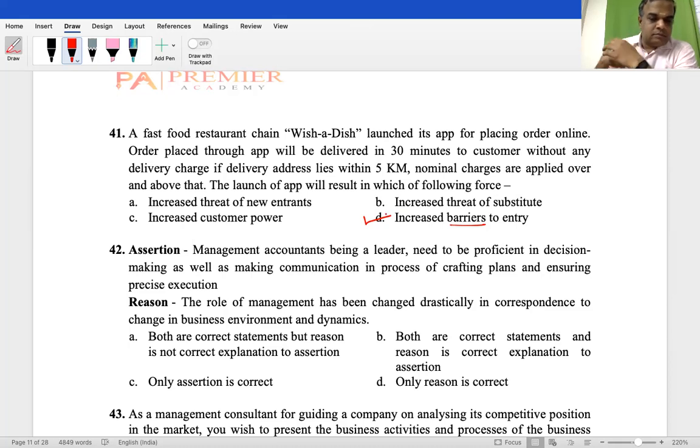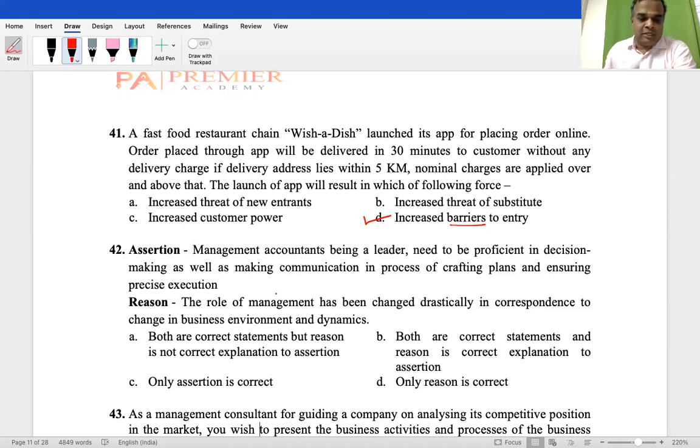Assertion. Management accountants being a leader need to be proficient in decision making as well as communication in the process of crafting plans and ensuring precise execution. Reason. The role of management has changed drastically in correspondence to change in business environment and dynamics. Option A. Both are correct statements, but the reason is not the correct explanation of the assertion. Option B. Both are correct statements and the reason is the correct explanation of the assertion. Option C. Only the assertion is correct. Option D. Only the reason is correct.